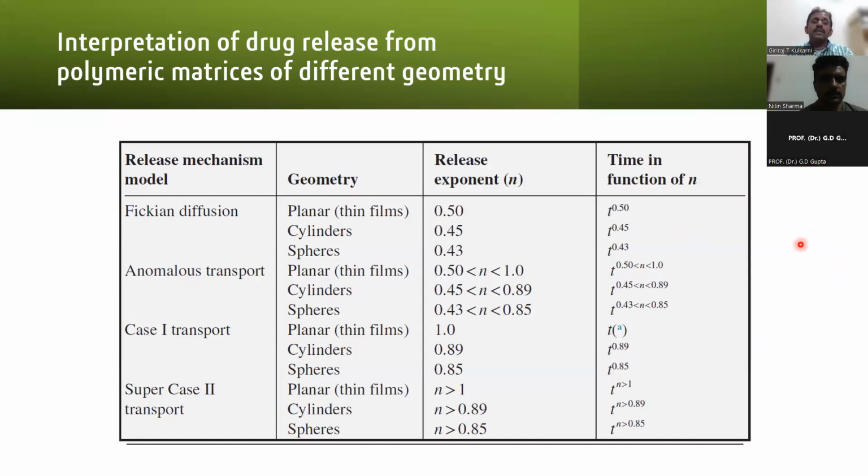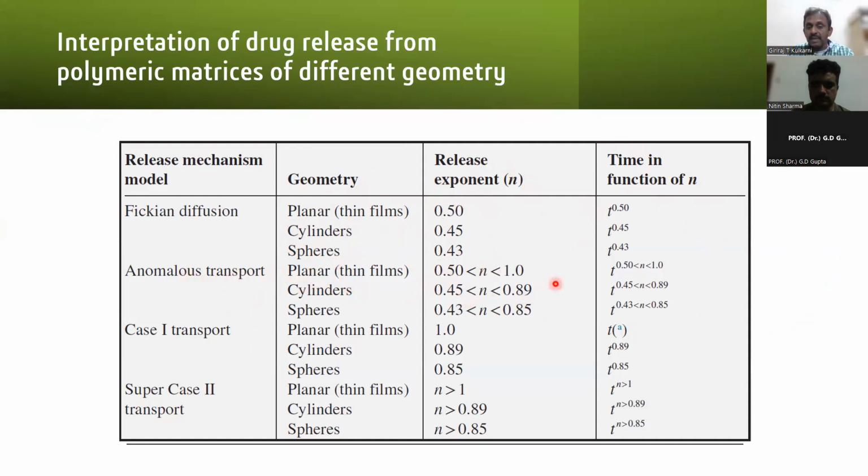So here in this table, we can see the interpretation of drug release from a polymeric matrix of different geometry. As I told, three geometries are there: if it is planar, like thin films, if it is a cylinder, if it is a sphere. So here the value of the exponent, that is n, will be different. Here also you can see anomalous transport and its values.